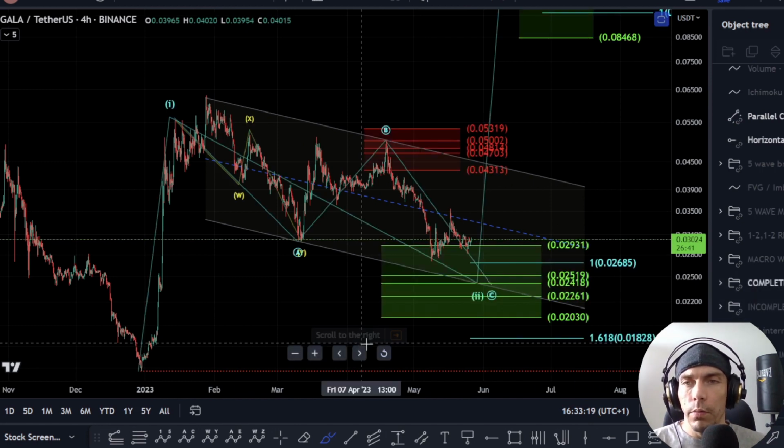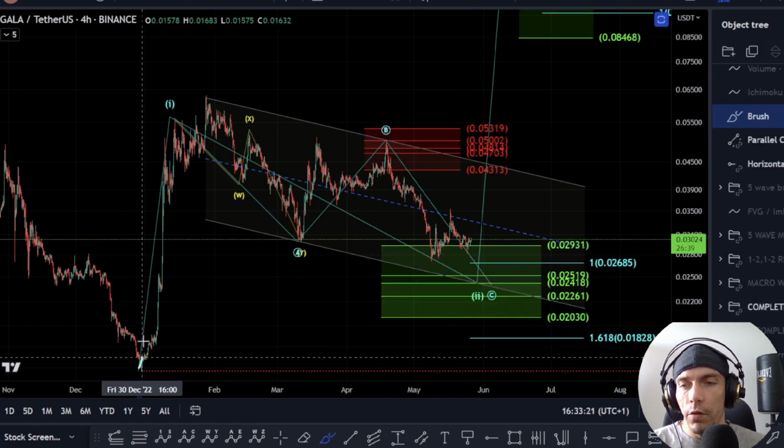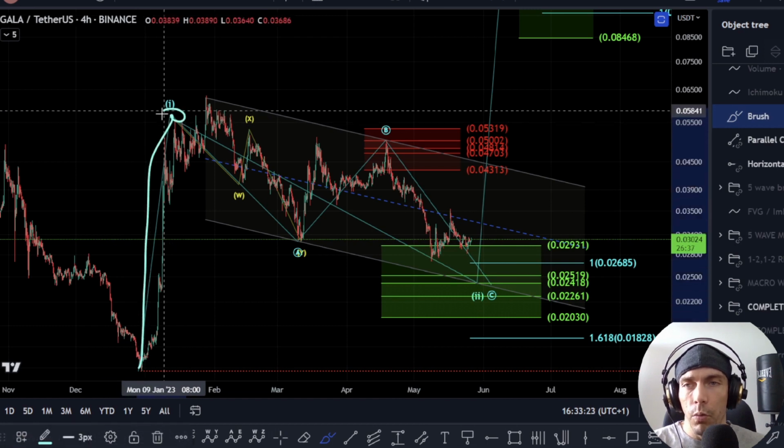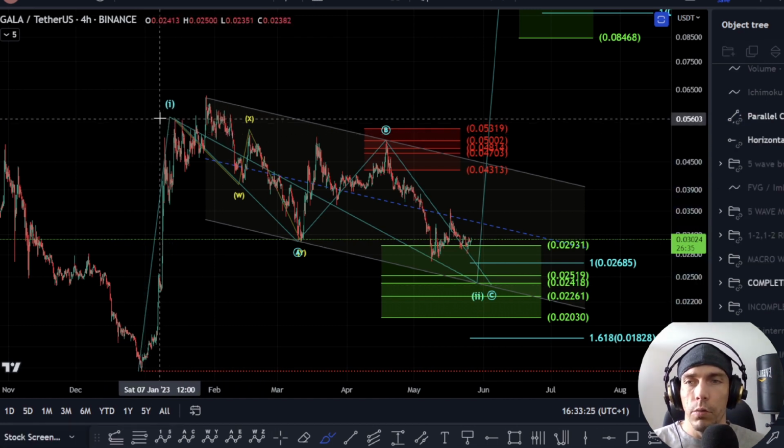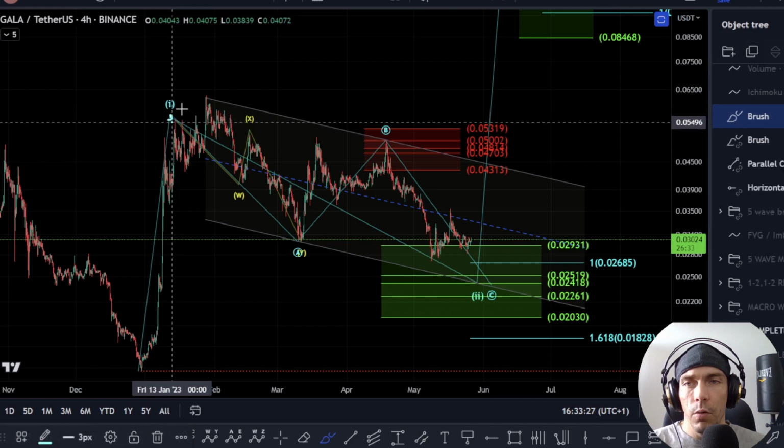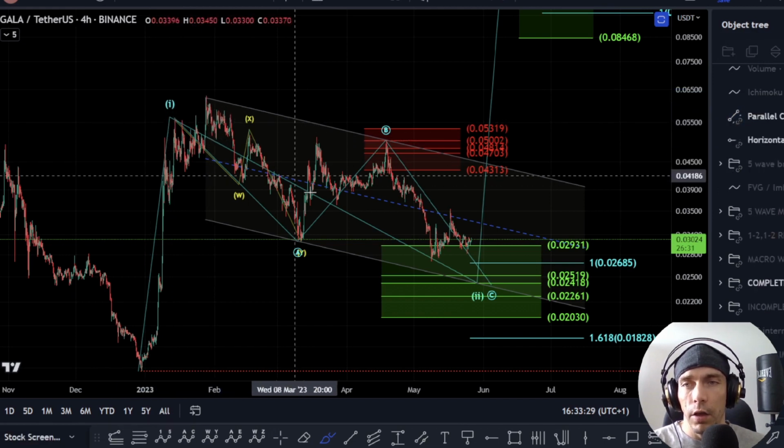Now, what we're looking for in this count is that potentially we can argue we have a wave 1 or an A wave into this high. So there's two ways I'm looking at it, either this high here or this high here. It does adjust the count slightly.